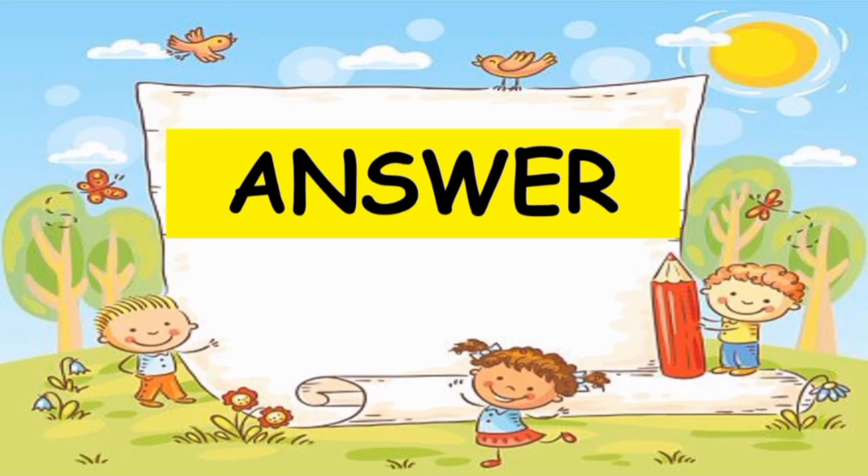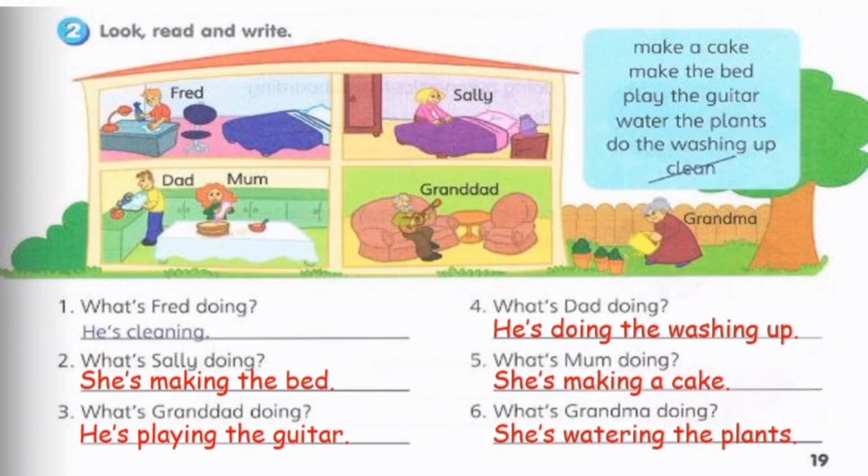Answer. Jawapan. Please read together. Sila baca bersama saya. 2. What's Sally doing? The answer is, she's making the bed. 3. What's Granddad doing? He's playing the guitar. 4. What's Dad doing? He's doing the washing up. 5. What's Mom doing? She's making a cake. 6. What's Grandma doing? She's watering the plants.